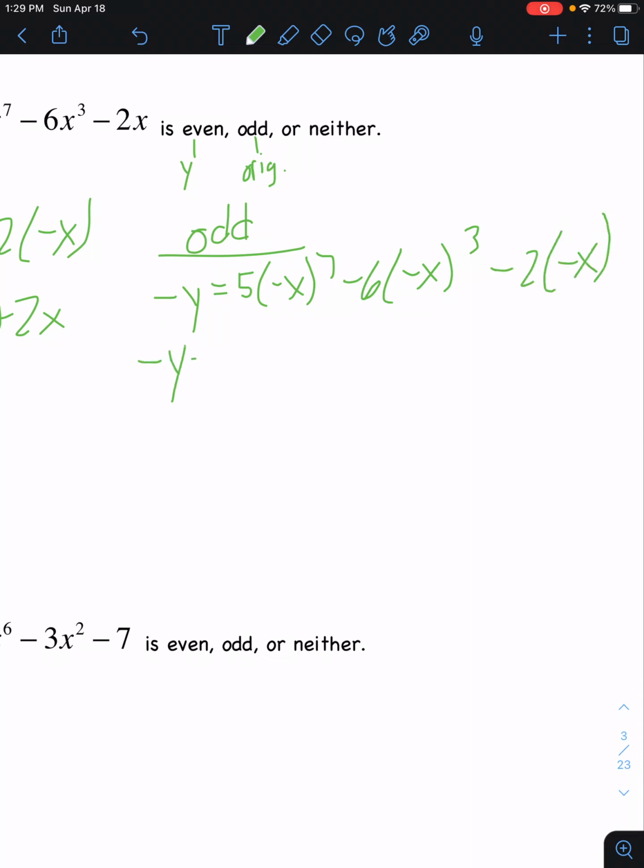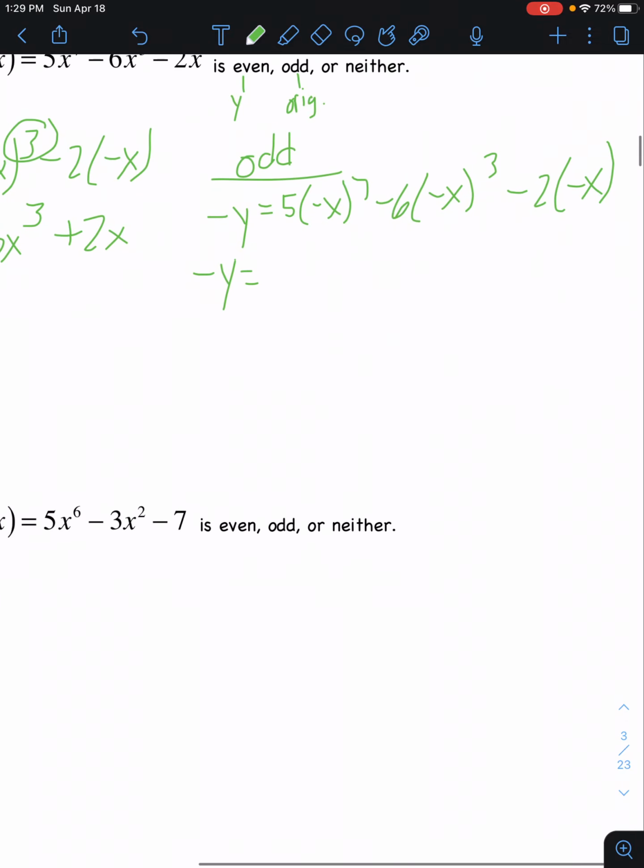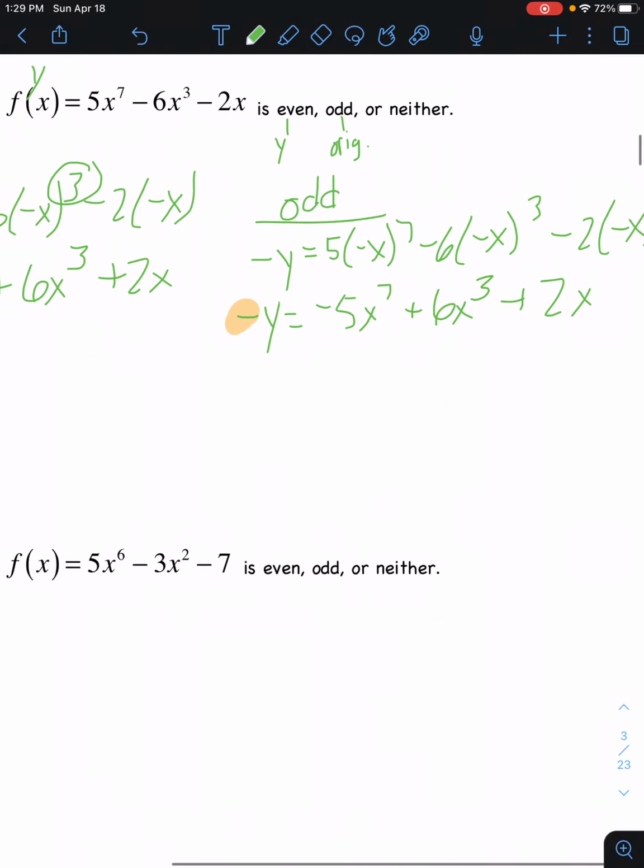So bring down the negative y. And then after the equal sign, you're just repeating what we did for the y-axis: negative 5x to the 7th plus 6x to the 3rd plus 2x. Now, don't stop here. Notice it's a negative in front of the y. Remember, you do need to attempt to turn it back into the original problem. The original problem starts with positive y equals, so our guy has to also be positive y equals. In order to do that, it's like dividing everything by negative 1. In other words, we're just changing the signs of everything.